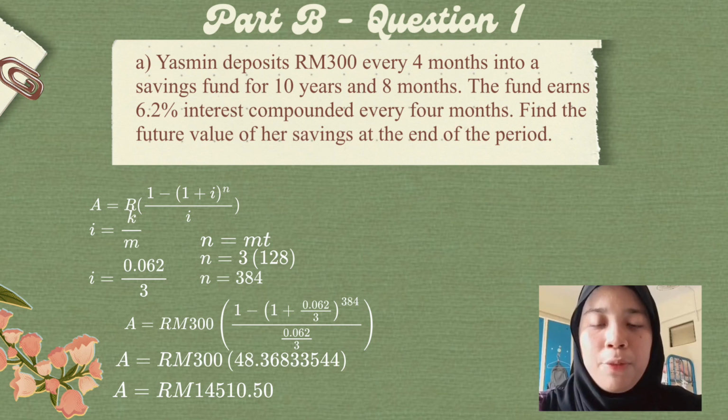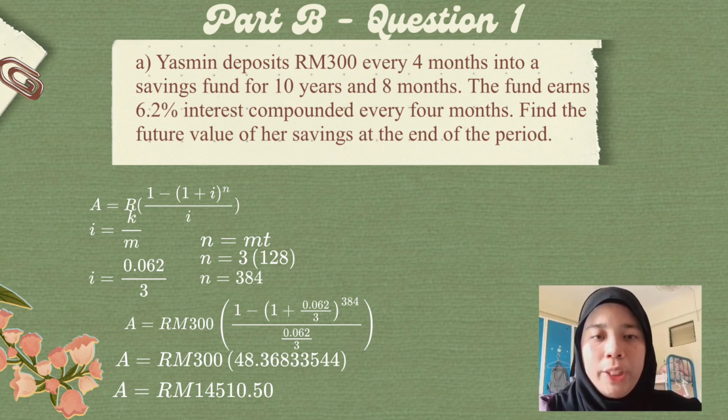So next we proceed with part B, question 1. For this question, we use the annuity formula, which is A equals R times the bracket 1 minus 1 plus I to the power of n divided by I. First, I find the interest per period. The yearly rate is 6.2% compounded 3 times a year. So, I divide 0.062 by 3 and that gives the periodic interest rate. Next, I find the number of periods. The term is 128 months. Since there are 3 compounding periods in 1 year, n equals 3 times 128, which is 384.